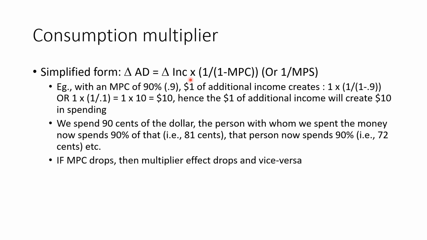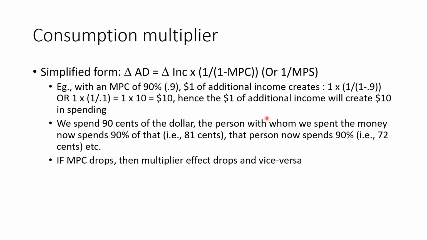Let's suppose that we have a marginal propensity to consume, an MPC, of 90%. What that means is that a person will spend 90 cents of every dollar of additional income. The other 10 cents will be used for savings. And so that's going to create a multiplier of the $1 of additional income multiplied by the multiplier, which is 1 over 1 minus the marginal propensity to consume, or 1 over the marginal propensity to save, which is 10%. That equals 1 times 10, or $10.